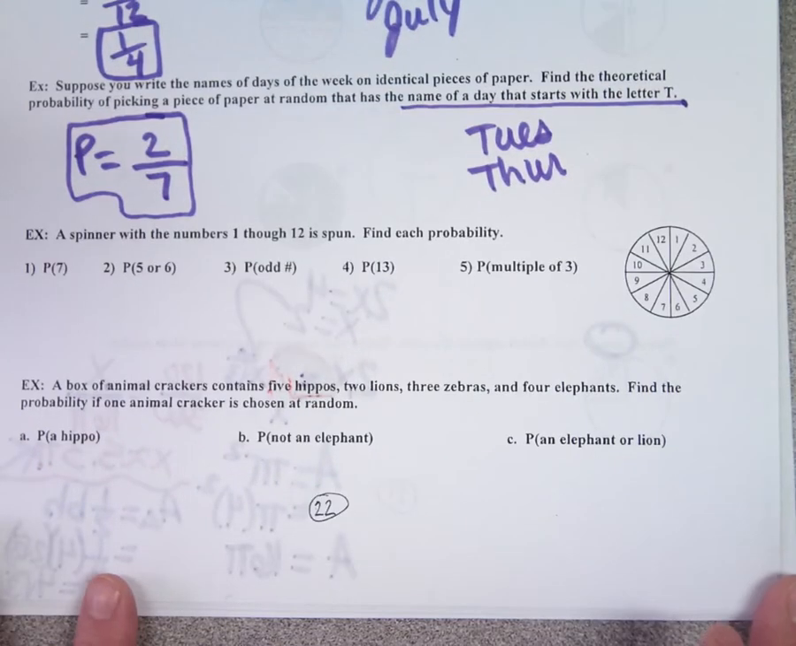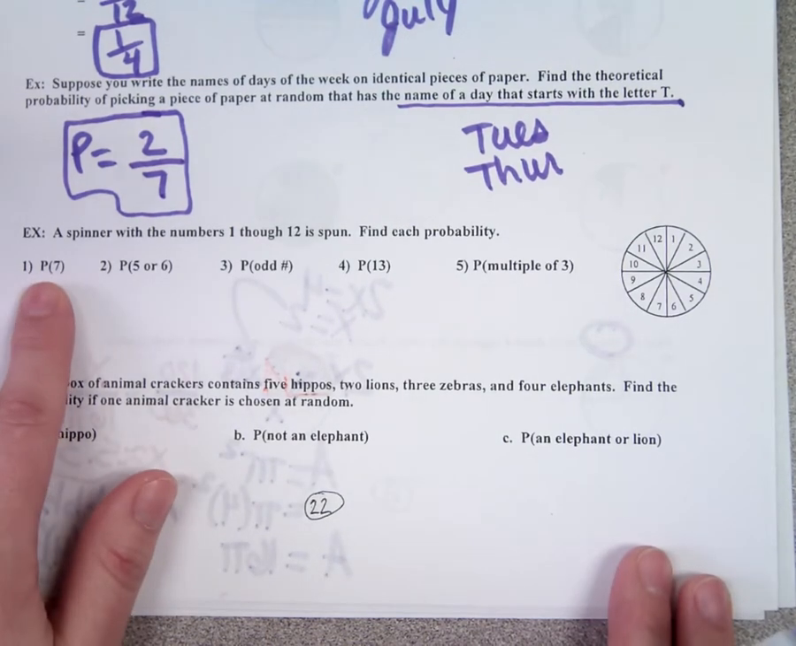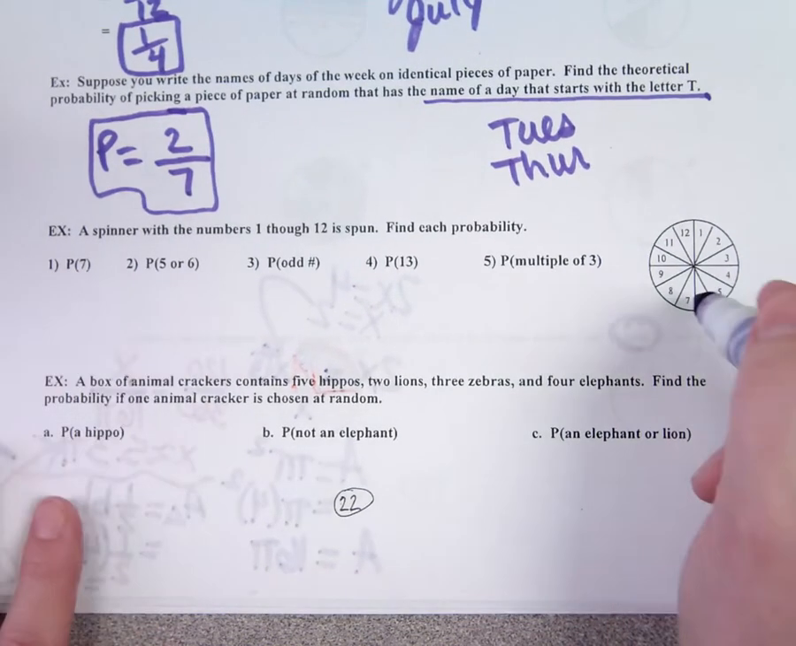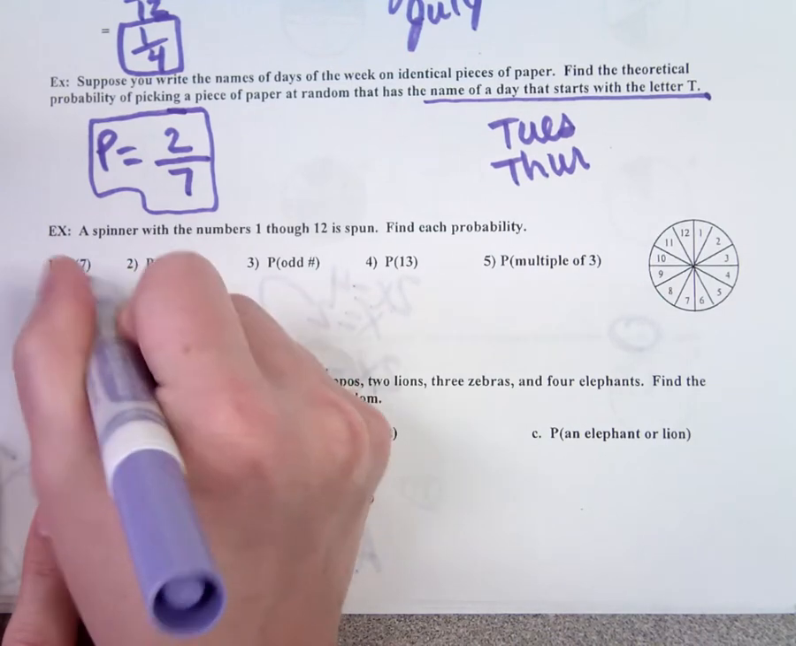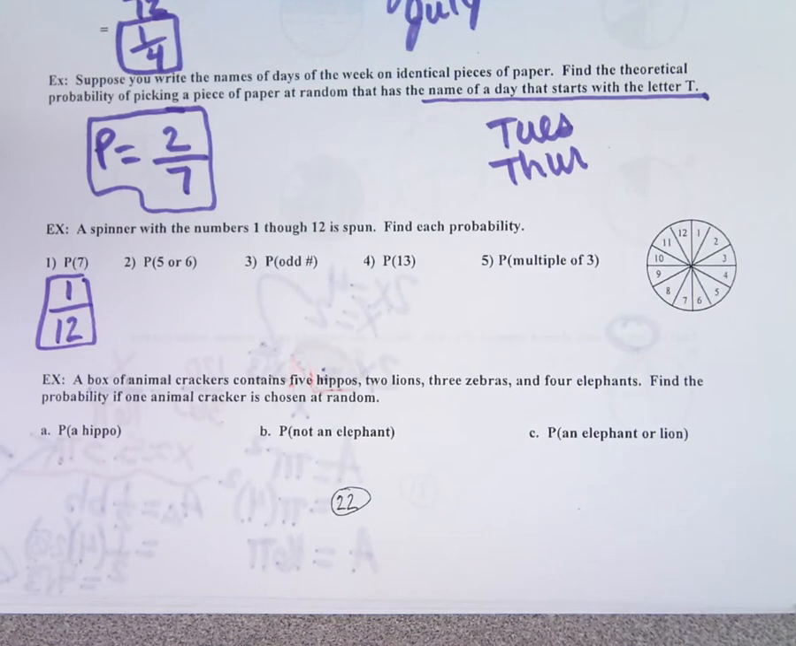Okay, let's try this spinner. It says a spinner with the numbers 1 through 12 is spun. Find each probability. First one, probability of spinning a 7. What do you think? 1 out of 12. I have 1 seven, so I have 1 chance of getting what I want out of 12 total possibilities. Good. Okay, what do you think about a probability of getting a 5 or a 6?